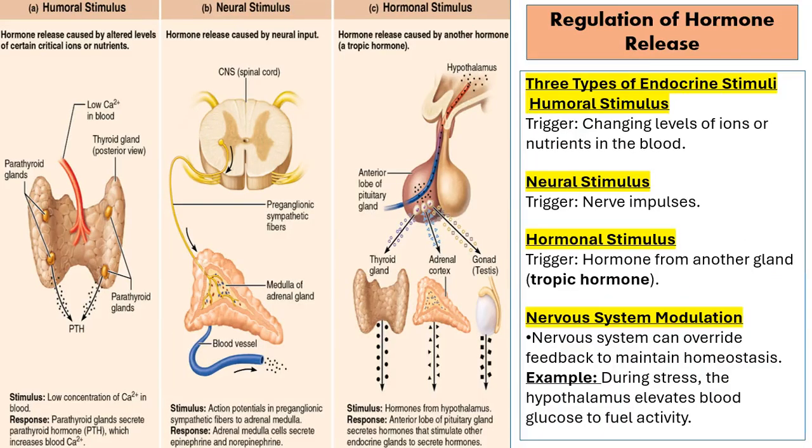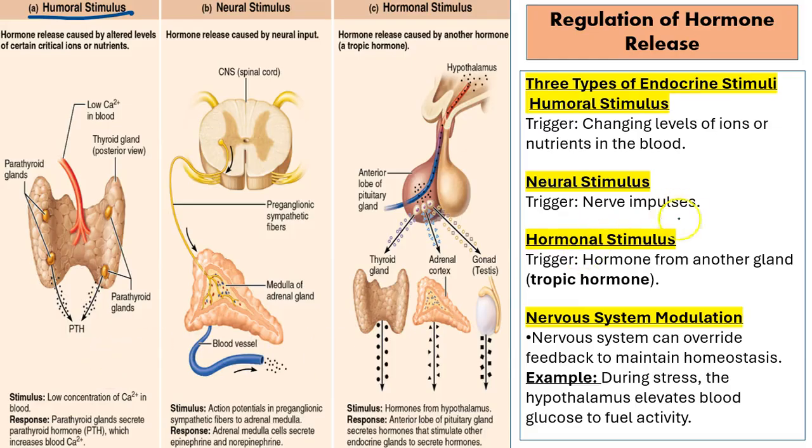First, we have humoral stimulus, and its trigger is going to be changing levels of ions or nutrients in the blood. Remember, we're talking about chemical messengers or hormones, so they are moving through the blood, and we can sense changes in ions or nutrients in the blood to help, of course, trigger that response of a receptor, and then a control center, then an effector, then an overall action to get back to homeostasis. One example is the stimulus is a low concentration of calcium ions in the blood, and the response is the parathyroid glands, which are posterior to the thyroid itself, secrete parathyroid hormone, which is going to then increase calcium in the blood.